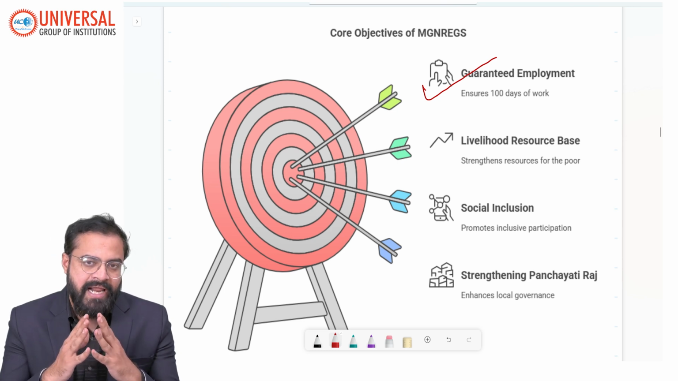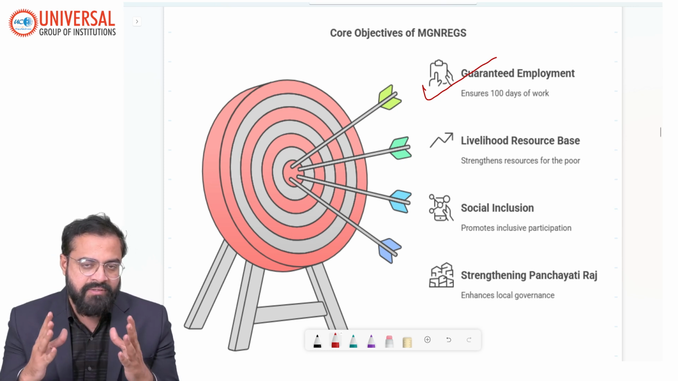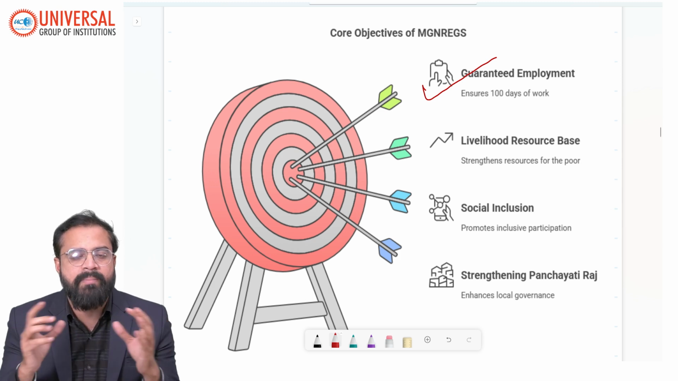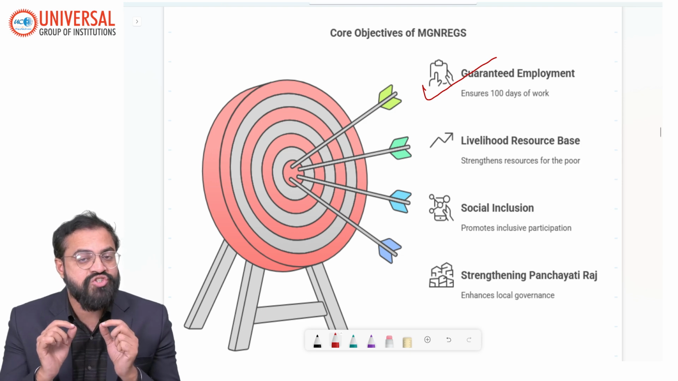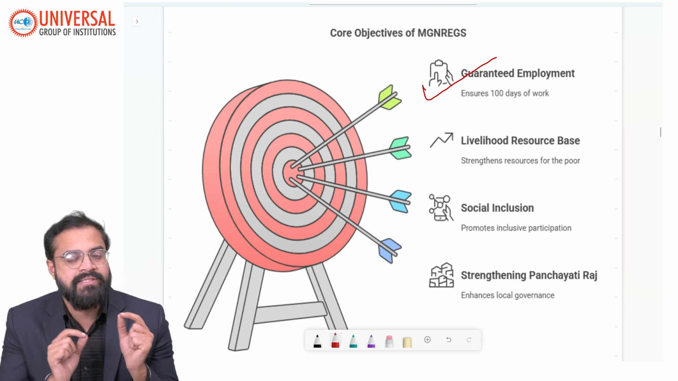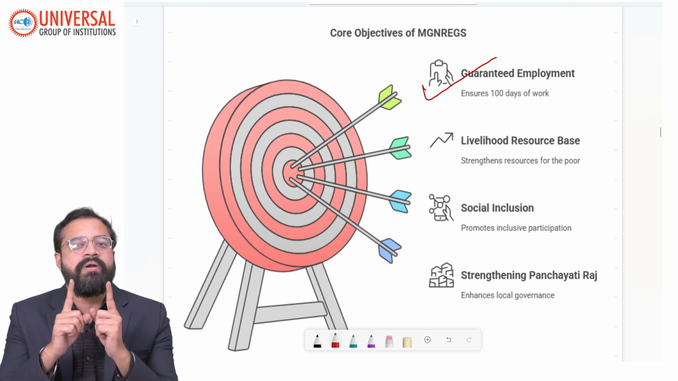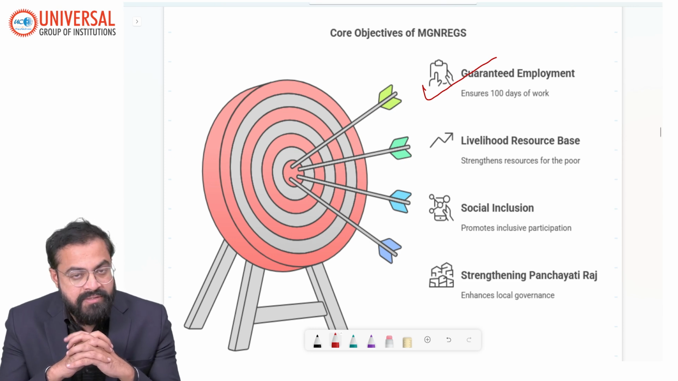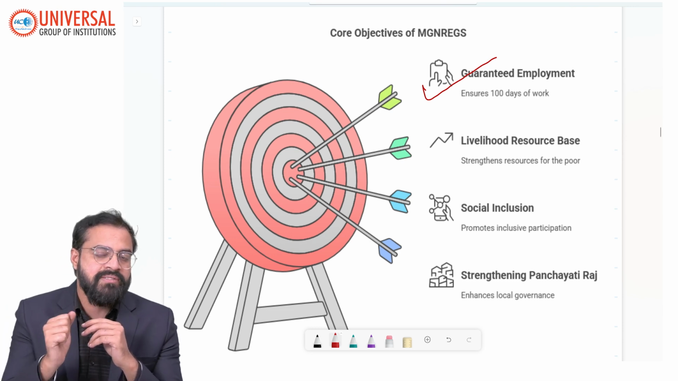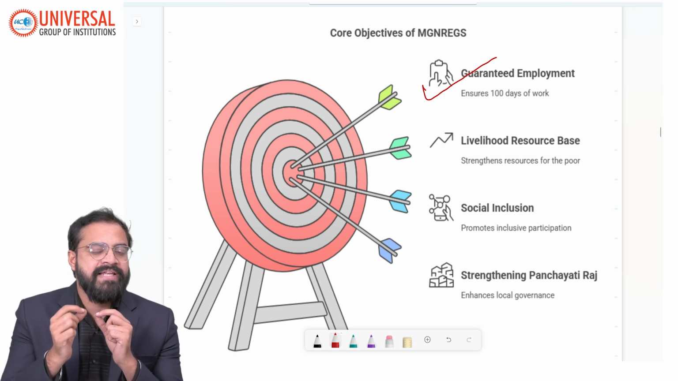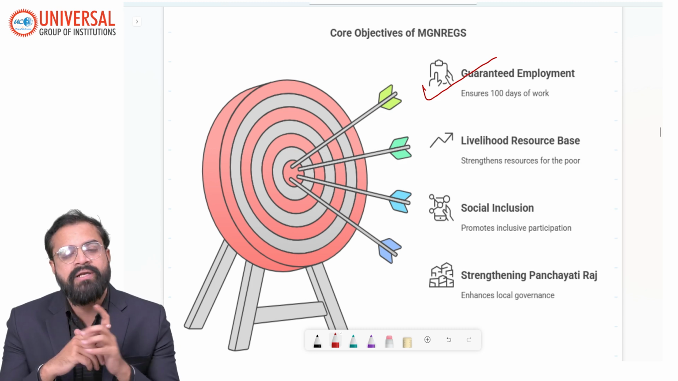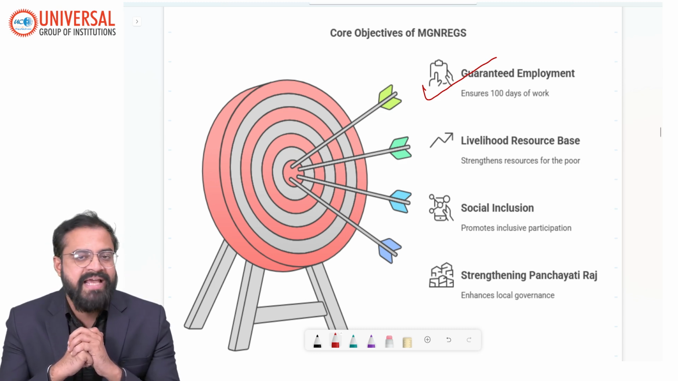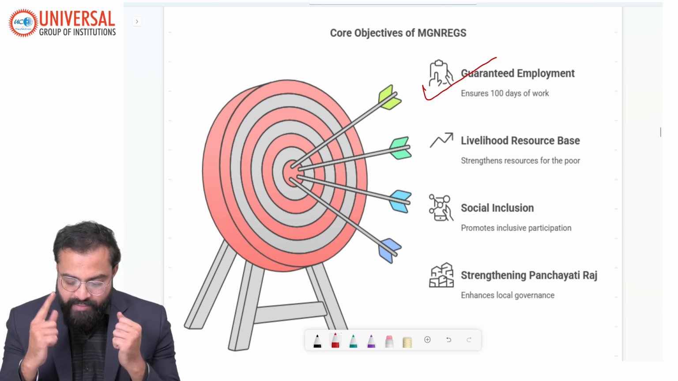What do I mean by right to work? Let's say there is an individual X who is ready to do manual unskilled work. He has registered himself with the panchayat, and if the panchayat fails to provide him a job within 15 days, then it is the obligation of the state government to provide him with an unemployment allowance. That is what I mean by right to work. That means this is a right, not a privilege. If the state fails, the state has to compensate him. So that is the first important objective, guaranteed employment, number one.